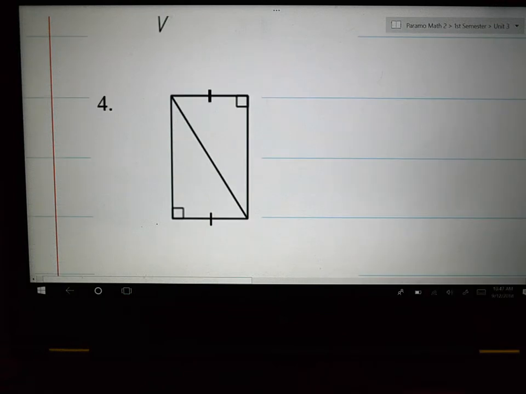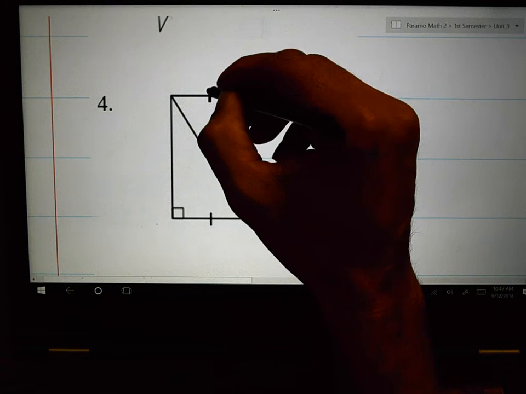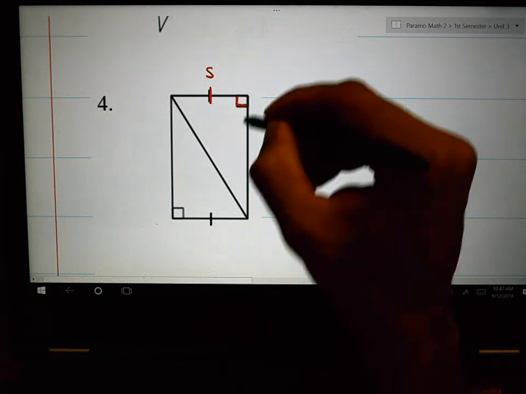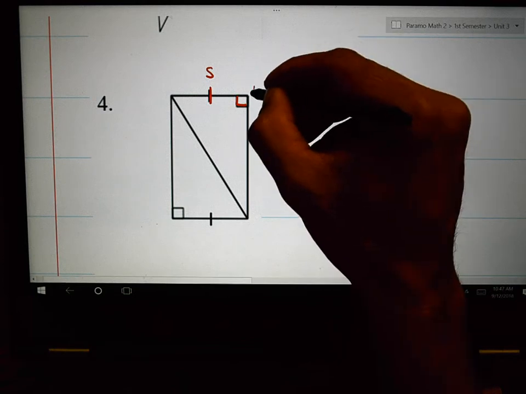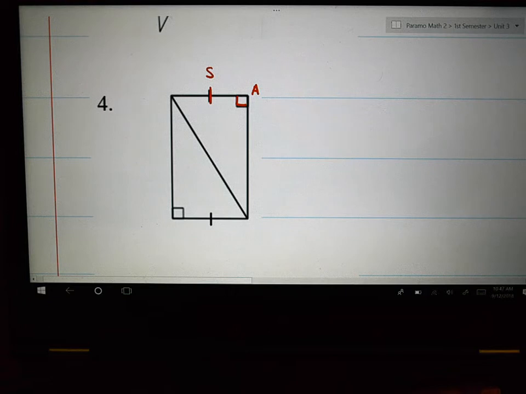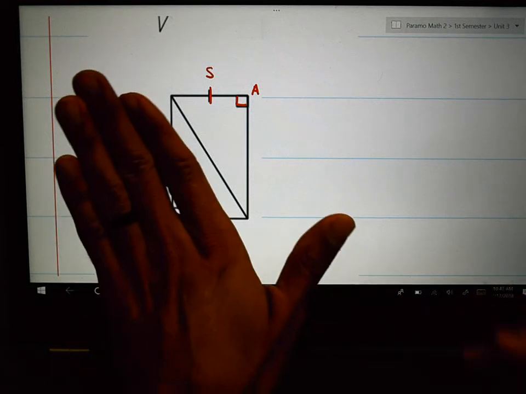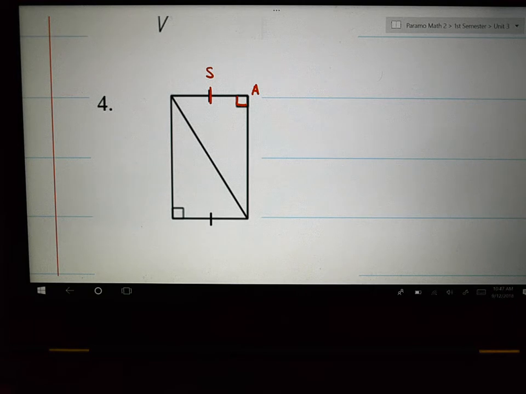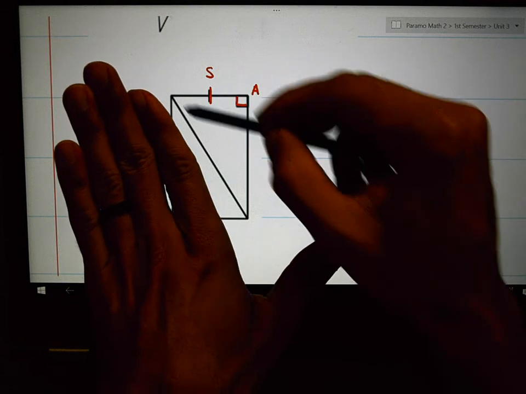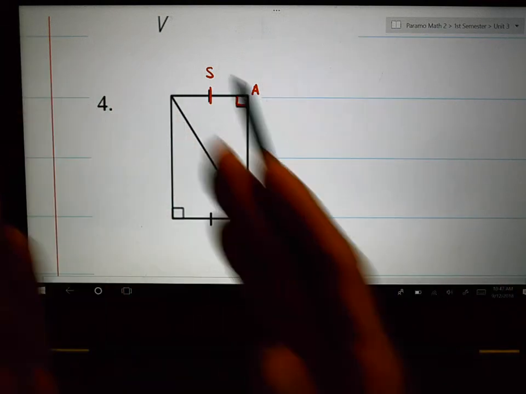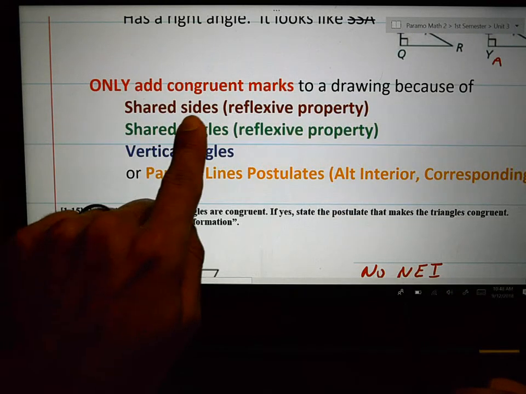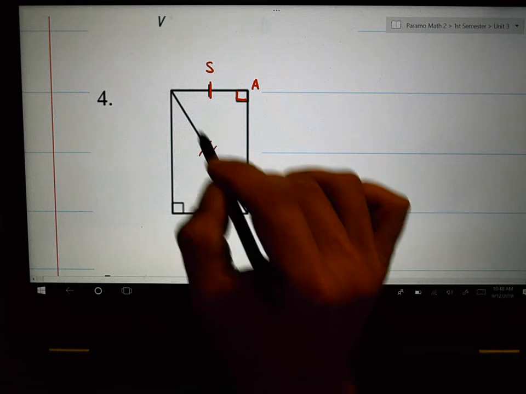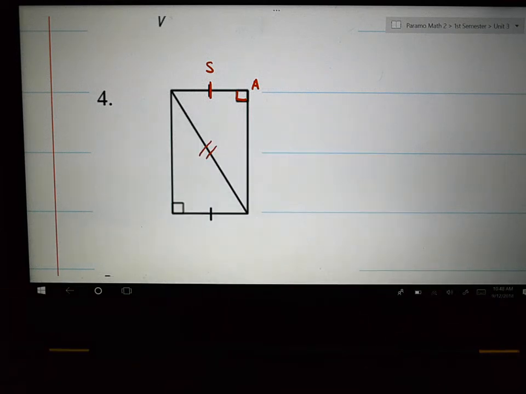Let's look at number 4. We have 2 triangles. I have a single side that matches up with this other single side. I have a right angle that is the same as this other right angle. I can only do one triangle at a time, so I'm doing this top triangle and I'm not doing the other one. I'm just checking. I have a side and angle. Are there any shared sides? Is this side the same in the top triangle and in the bottom triangle? If there is a shared side, we can add congruent marks only if it shares a side. This one does. This side is the same length in both triangles by the reflexive property.